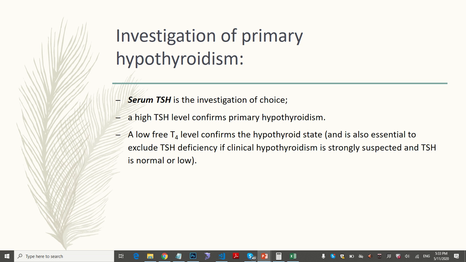Investigation of primary hypothyroidism, we perform the TFTs, thyroid function tests. Serum TSH is the investigation of choice. A high TSH confirms primary hypothyroidism. Low free T4 levels confirm the hypothyroid state. It's essential to exclude TSH deficiency if clinical hypothyroidism is strongly suspected and TSH is normal or low. As we proceed, I'm going to share with you how the primary and secondary hypothyroidism affect the TSH.